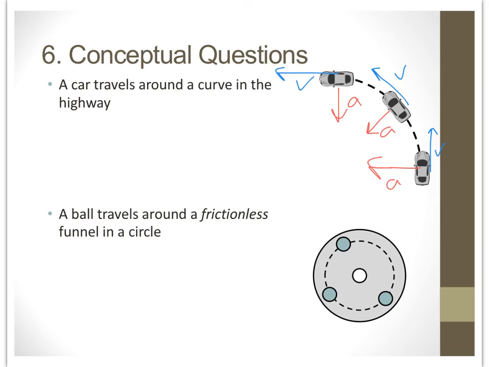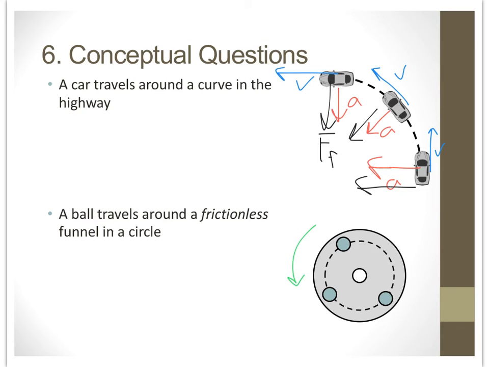The reason your car just goes straight is because we've taken away the force that keeps us moving in a circle. That force is friction. So in all these cases, we're going to have an inward force of friction that ultimately keeps that car moving in a circle. Lastly, the ball traveling around a frictionless funnel didn't give us the direction.